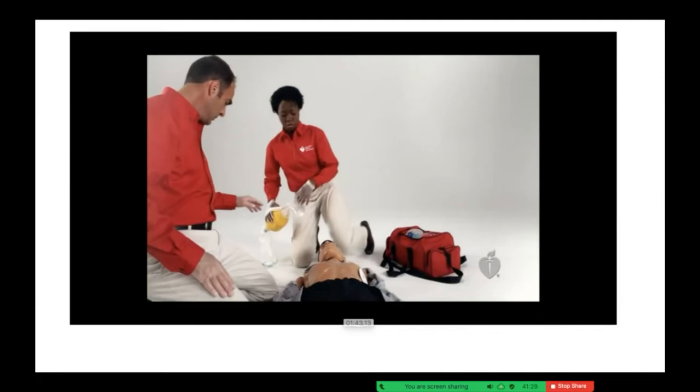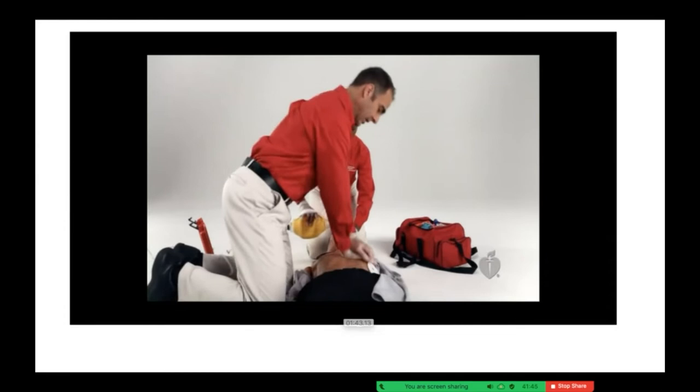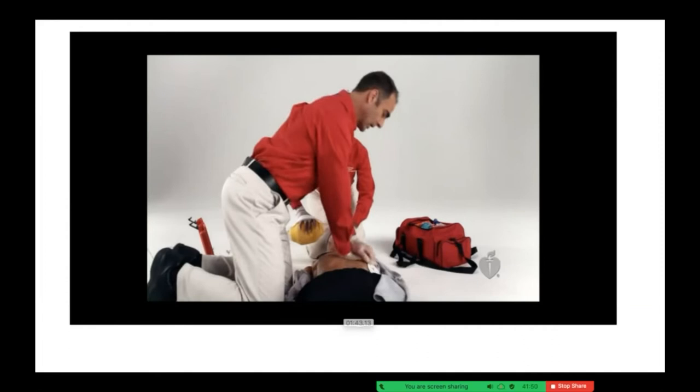The shock may produce a sudden contraction of the victim's muscles. As soon as the AED gives the shock, immediately resume CPR, beginning with chest compressions. Do not remove the AED or turn it off. The AED will repeat the analyze and shock cycle every 2 minutes.